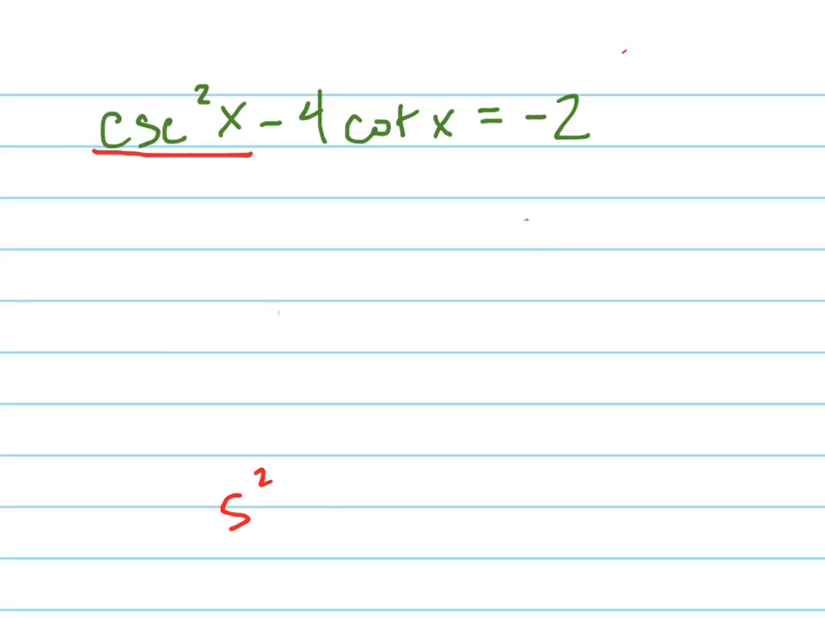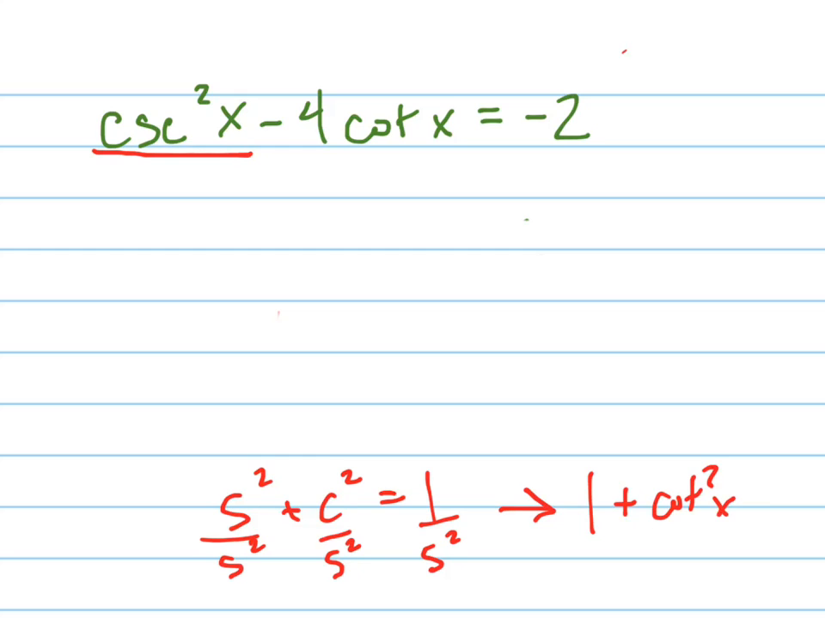Remember that I have sine squared plus cosine squared equals 1. If I divide all of that by sine squared, I'm going to get 1 plus cotangent squared x equals cosecant squared x. You see that? Which means that right there, I could replace with that. If you had your trig identity sheet, you could have found that way too, but I don't memorize those. I just create them when I need them.